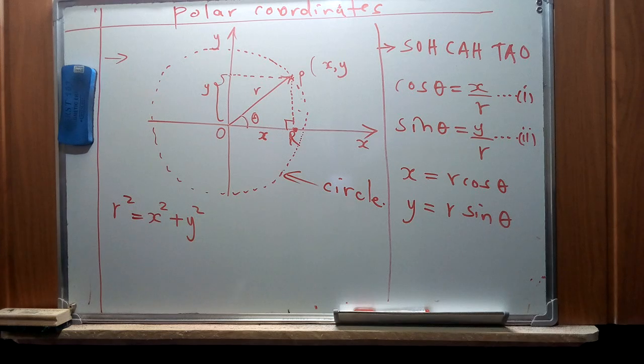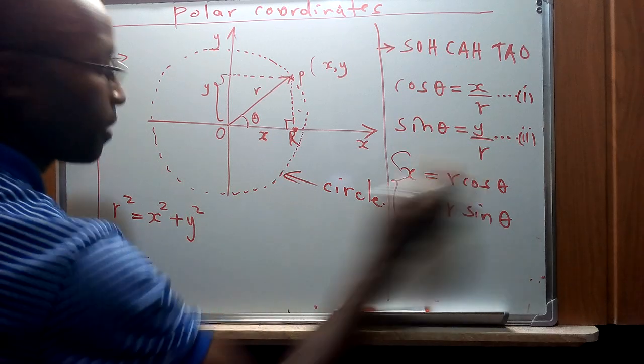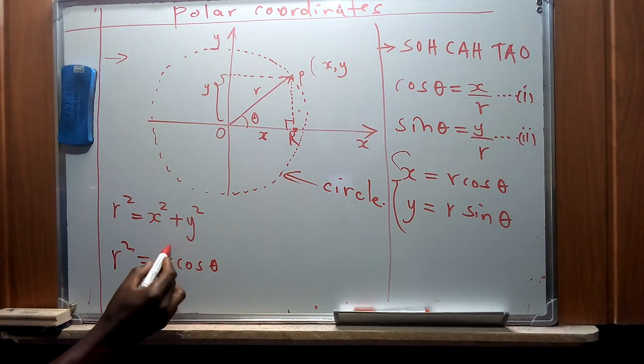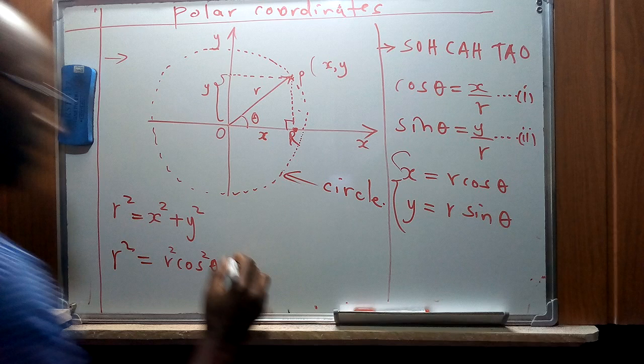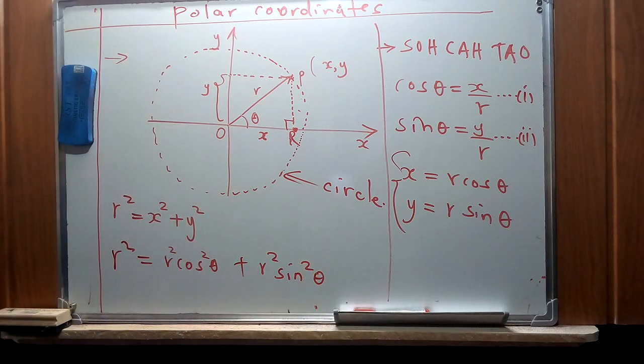So therefore, using these two relationships that I've written, I can do a substitution for x and y, and have the equation written as r squared is equal to r cosine of theta, but if we square this one, it will give us r squared cosine squared plus r squared sine squared.